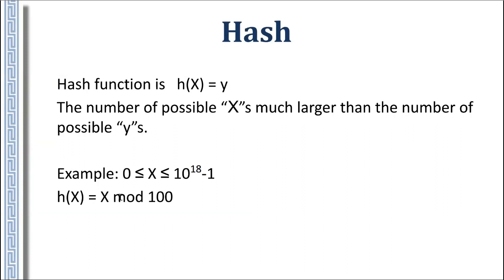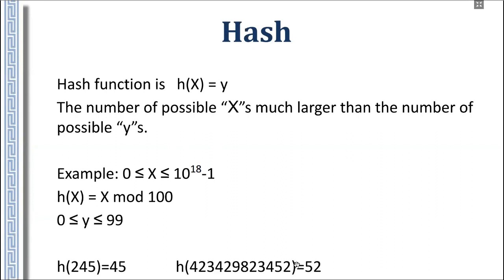The hash function can be the last two digits of our number. So in that case, the result can be from 0 to 99. It's a much smaller range compared to the range for arguments. So, for example, if we invoke the hash function for 245, the result is 45. For very large numbers, we also get this kind of result.